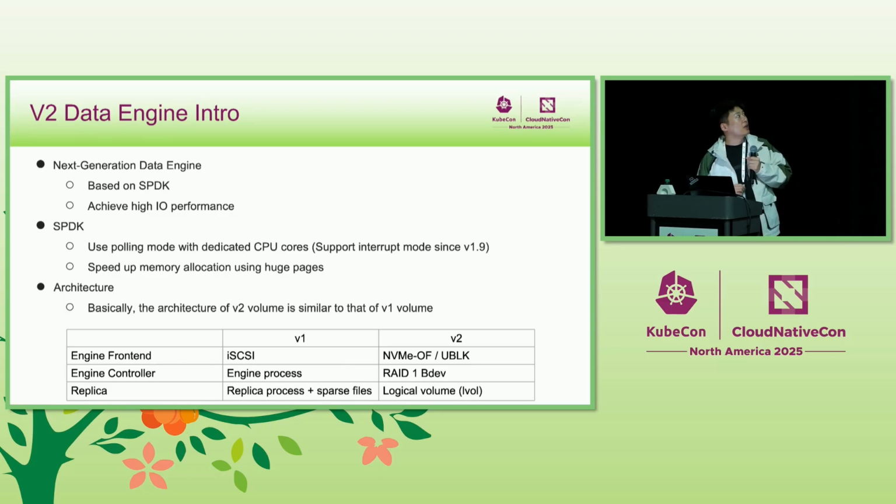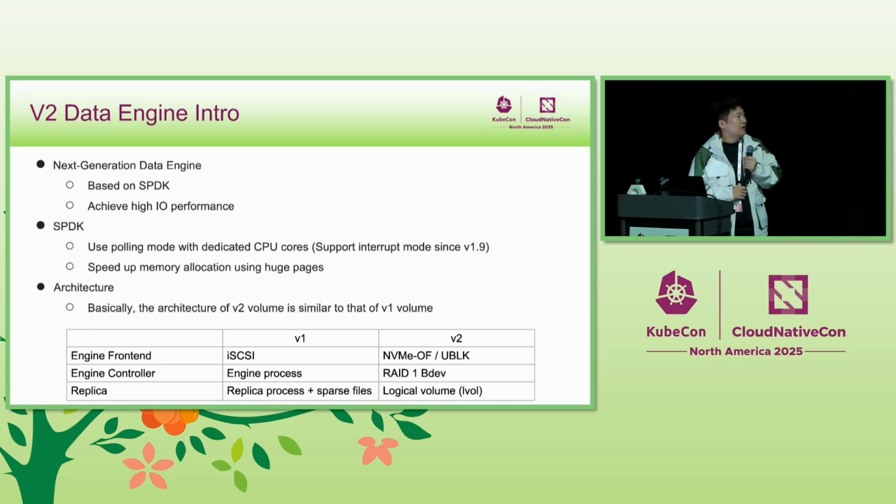Then we will talk a little bit more about the V2 data engine in our Longhorn project. So basically, this is a next generation data engine based on SPDK. It achieves high I/O performance for Longhorn volumes. SPDK by default uses polling mode with dedicated CPU and dedicated huge page to speed up the I/O.